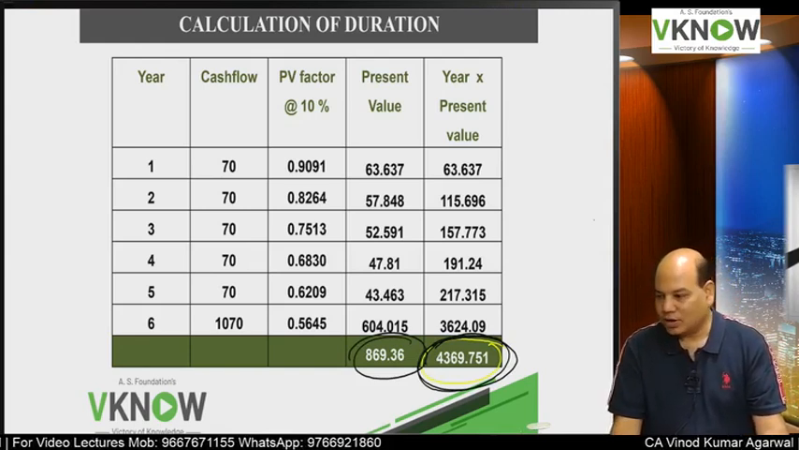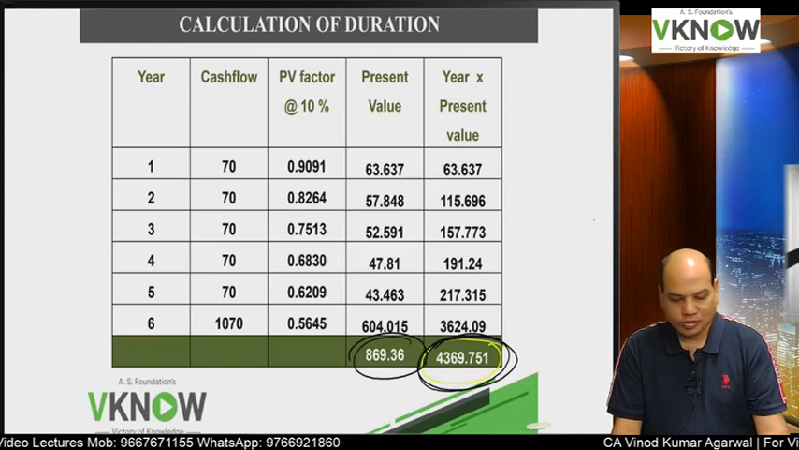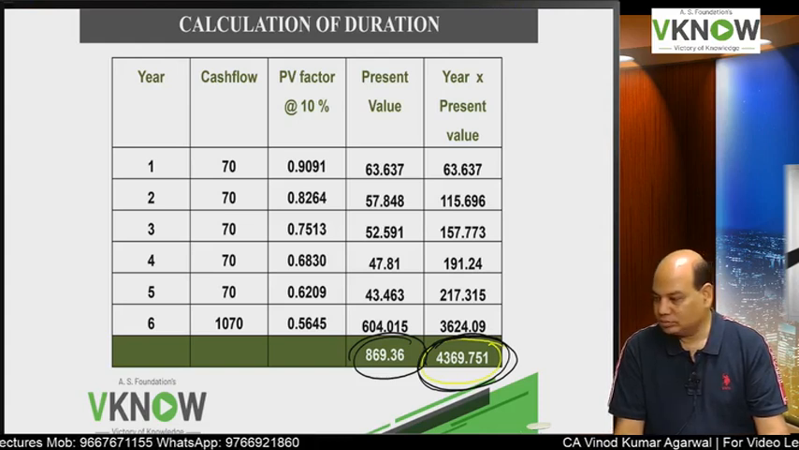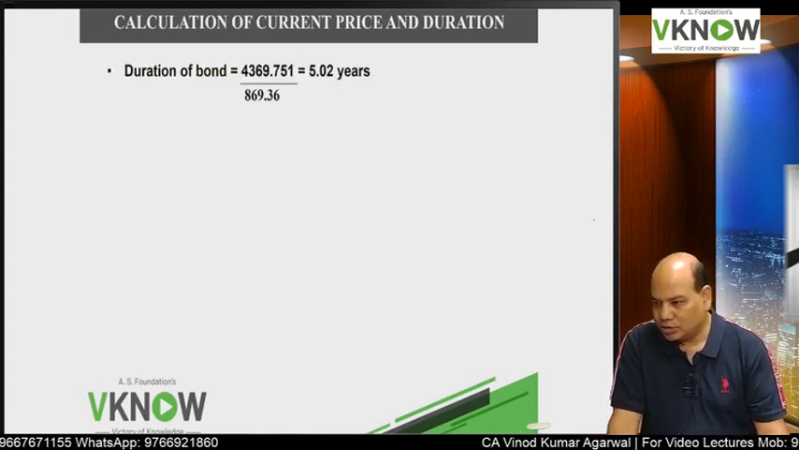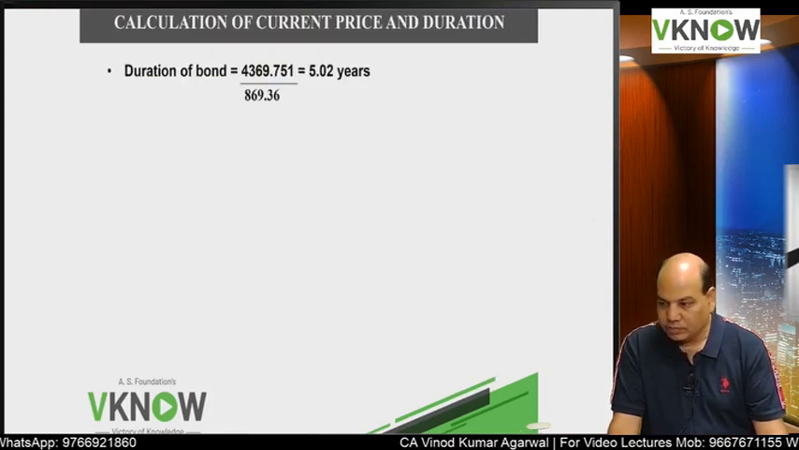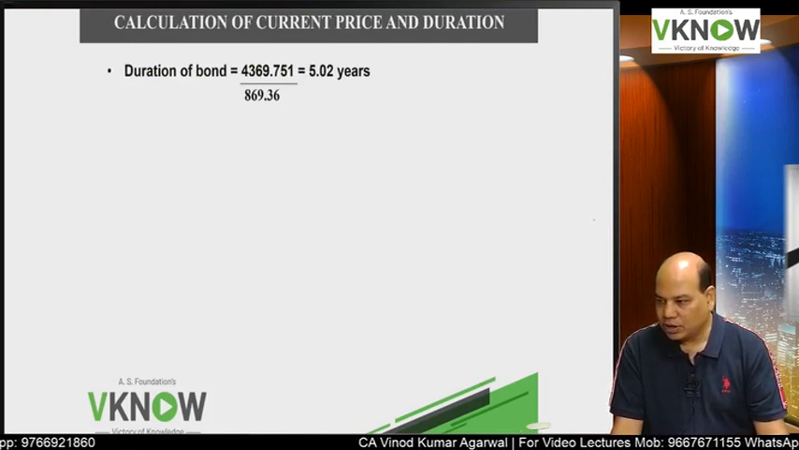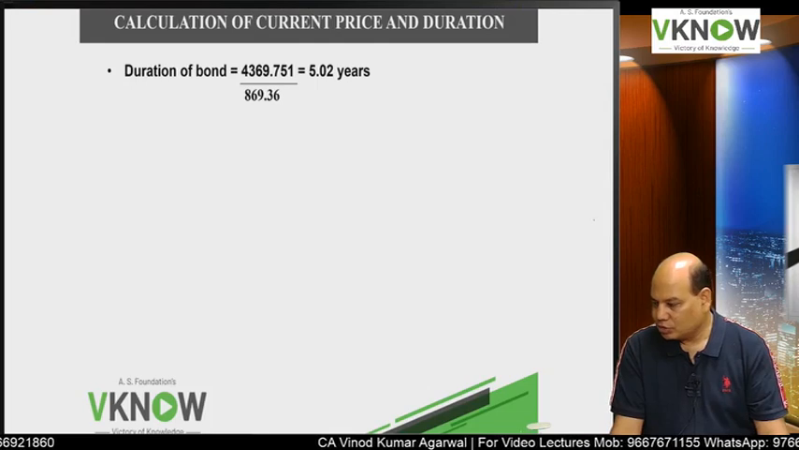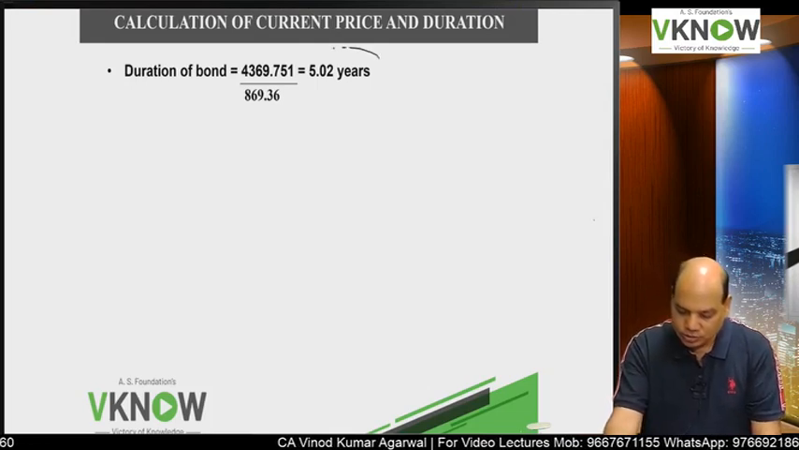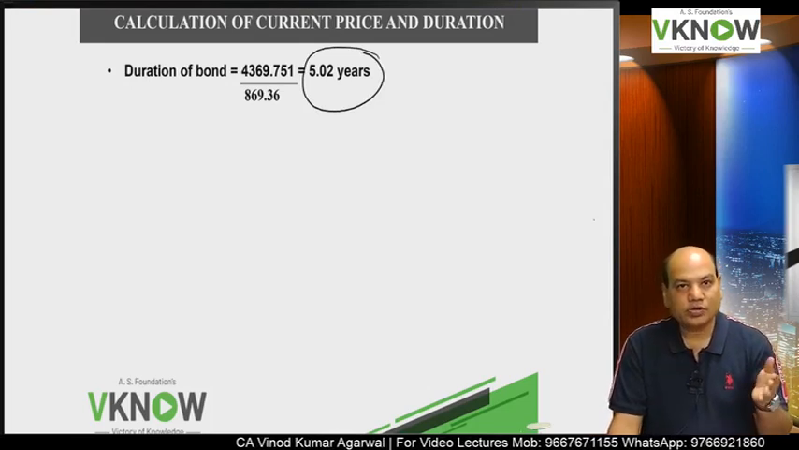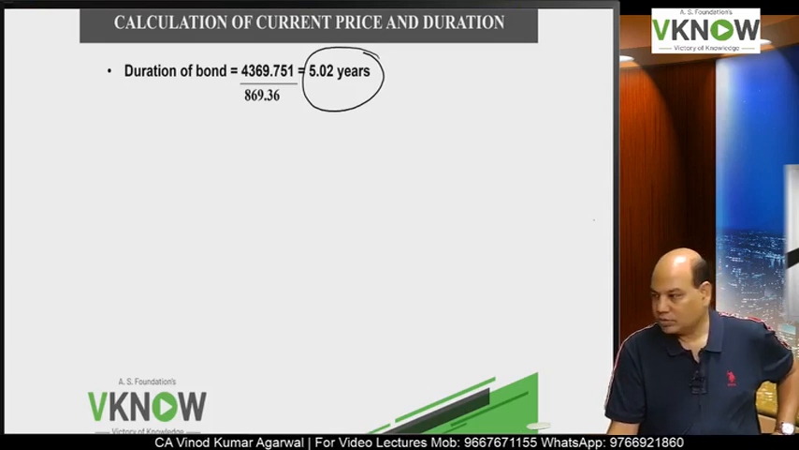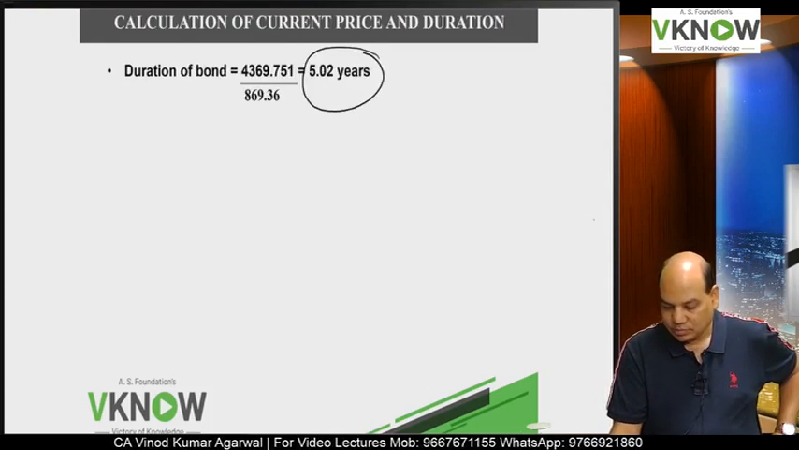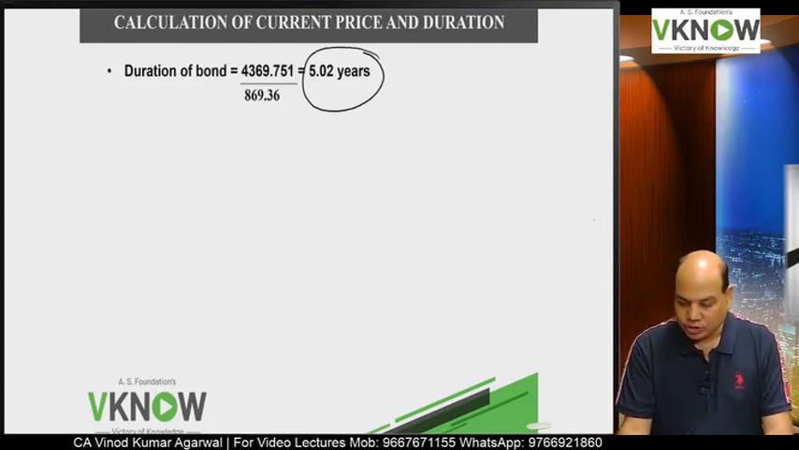Yes, come on, reply fast. So the answer is, write down below, duration is equal to total of the last column 4369.751 and total of present value 869.36. So check the answer. Is the answer 5.02 years? Is the answer 5.02 years? Yes, come on. 5.02 years. Okay. And then there is a question, why the duration has gone down?